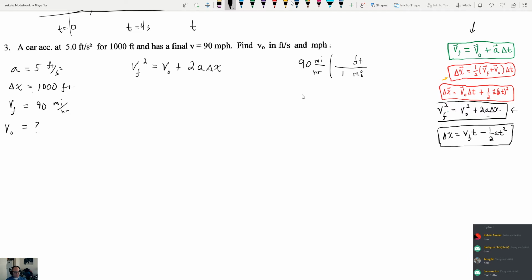Okay, some are saying we can multiply by 1.467. That probably works too. Is that going to go from miles per hour to feet per second, basically? Yeah. Yeah, we're gonna do it step by step though.